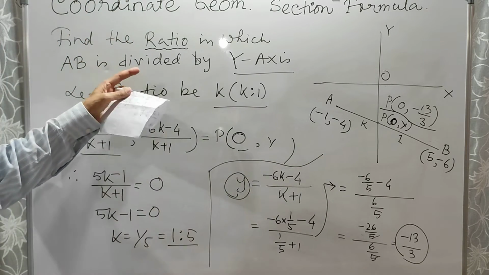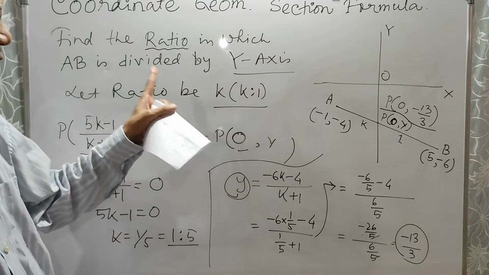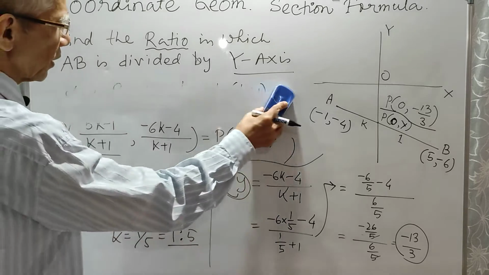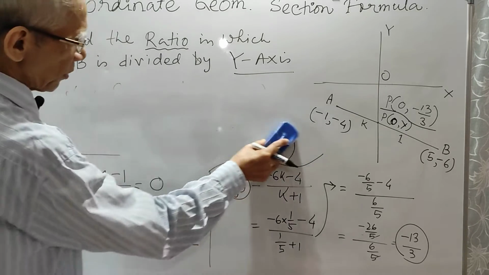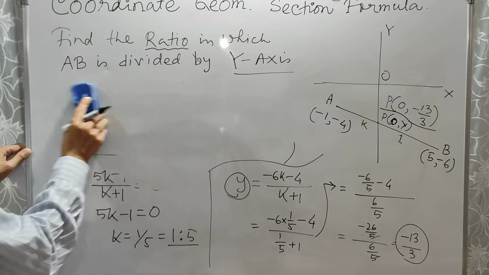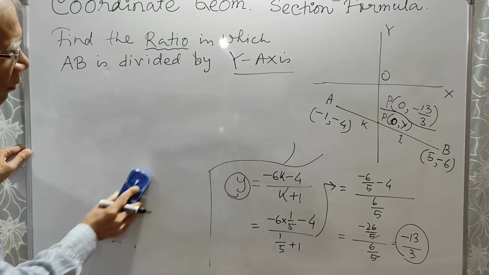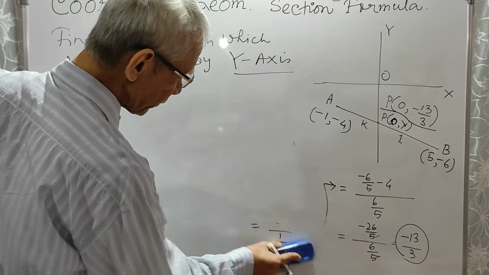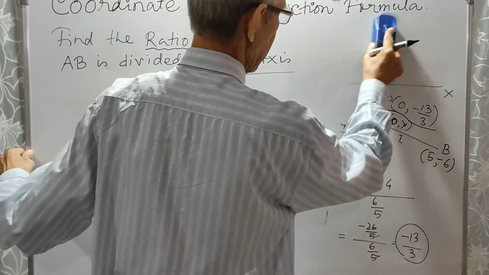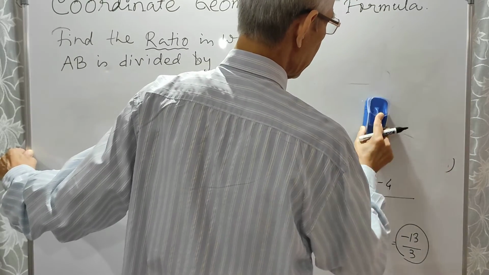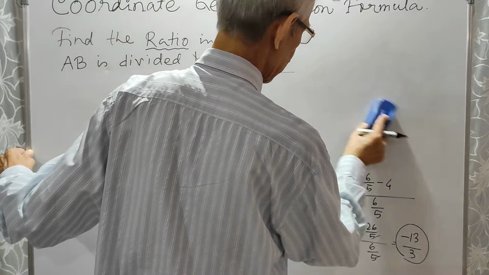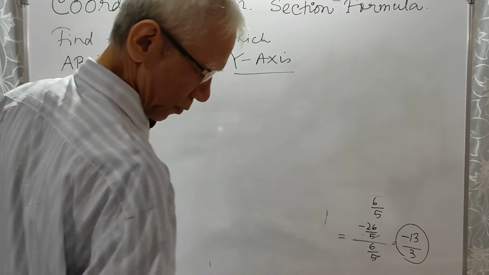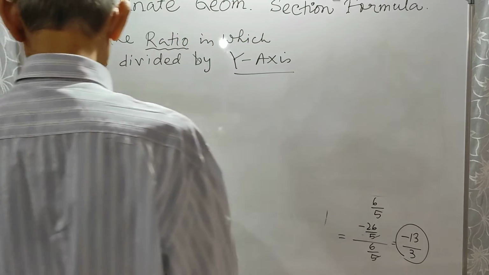So this was about division by the y-axis. So the next sum will be division by the x-axis. So let us see the next question. So we have to find the ratio, and the point of division is not given fully, only one part is given. Okay. Yes, now let us see this diagram. As I told you, a diagram is not necessary in the exam, but if you draw it, it may help you. Okay.